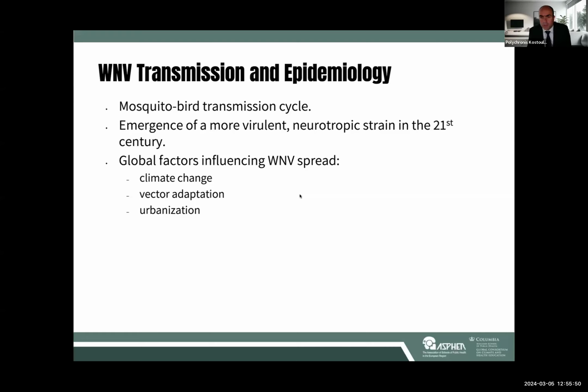Dead-end hosts, which means that we are not a natural reservoir. We cannot further transmit the infection because we don't have viremia at a very high level. So mosquitoes cannot bite us and then further transmit the virus to others. And the same applies to other mammals, such as horses, for example, which are also well known. And of course, climate change, vector adaptation, and urbanization are the three key factors that affect the spread of West Nile virus globally. And obviously, climate change is by far the most important, interconnecting, of course, with the other two, which are vector adaptation and urbanization.